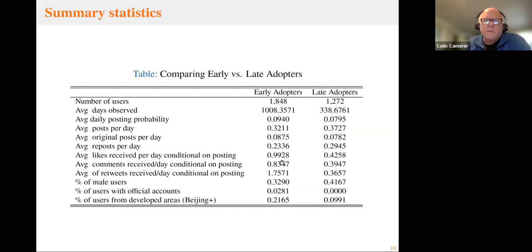These are reposts and things. The average likes received is also very sparse. The median might be 0 or 1, and so they're typically not getting a lot of likes. There's a long upper tail. It's a minority male, around 30 or 40%. There are some official accounts, but that's pretty rare. And then most of the users are not from very developed areas like Beijing.